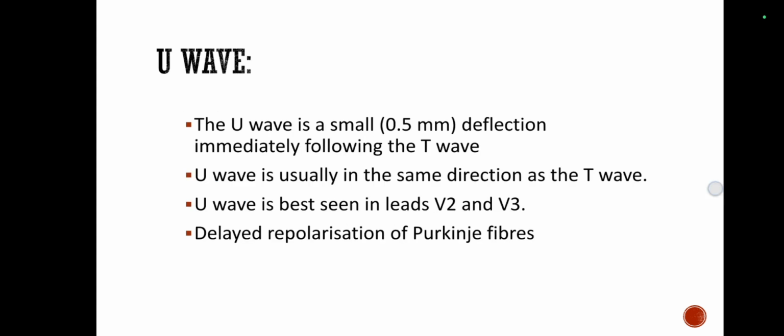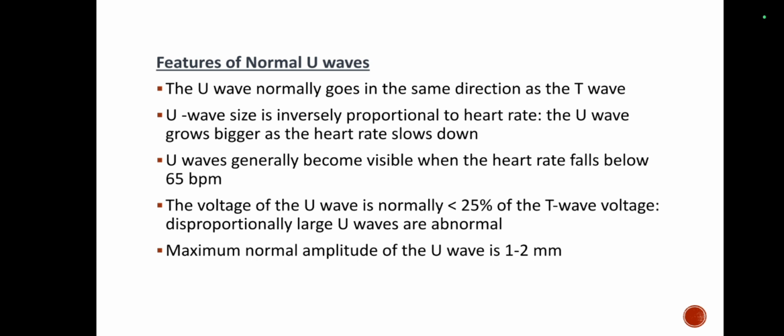So the next one is the U wave. The U wave is a small deflection immediately following the T wave. It is usually in the same direction as the T wave. The U wave is best seen in leads V2 and V3. Delayed repolarization of Purkinje fibers is causing the U wave. So these U waves are not seen in every ECG. If the U waves are seen in an ECG, it is because of the delayed repolarization, which is the relaxation of the Purkinje fibers.